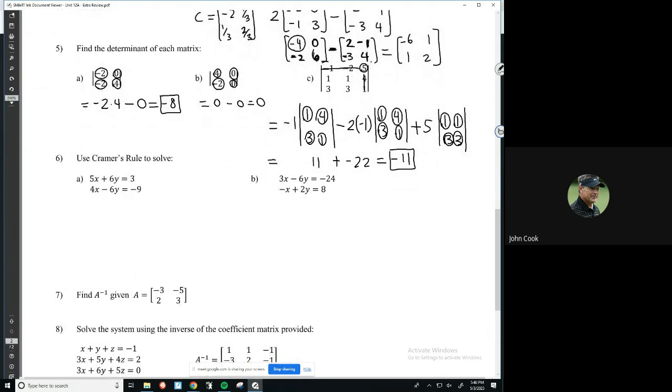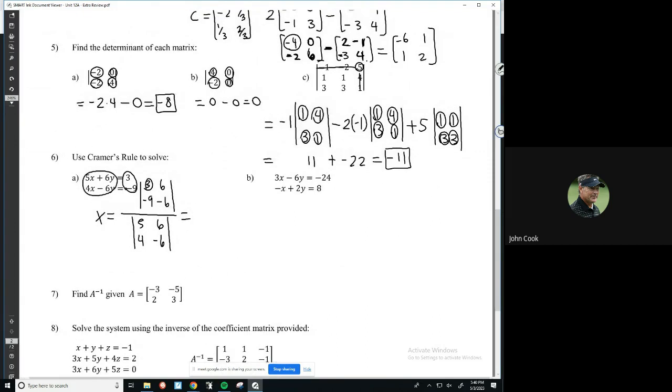Okay, next up, use Cramer's rule to solve. So Cramer's rule is pretty easy. Let's solve for x first. X is going to be equal to the determinant of the coefficient matrix in the denominator, so that'd be 5, 6, 4, -6. And then in the numerator, I do the exact same matrix, 5, 6, 4, -6. But since we're solving for x, we take the x column and replace it with the b values, the solution values, 3 and -9. Then we just do the determinants and simplify, and we've got our x variable. So the determinant would be 3 times -6, so that's -18.